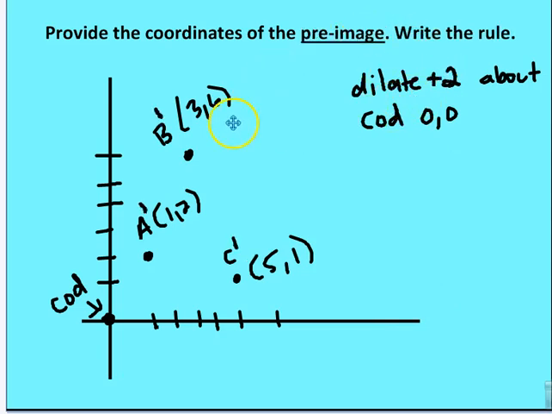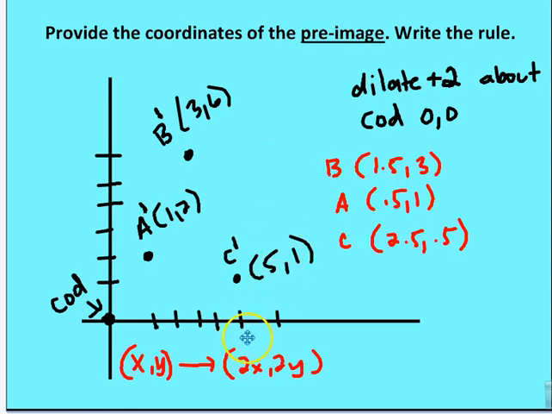All right, so now I'm going to give you the image points, and I want you to find the pre-image points. Give it a center of dilation of the origin and a scale factor of +2. All right, so you can see that now we're going to have the values, right? Because we need to multiply these values by 2 in order to get the image points. So your answers are B, A, and C. Notice they're not B prime, A prime, and C prime. Those are the values we have. 1/2, 3, 1/2, 1 1/2, 3, 0.5, 1, 2.5, and 1/2.